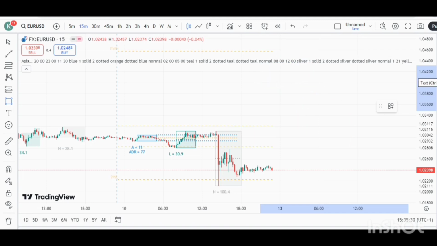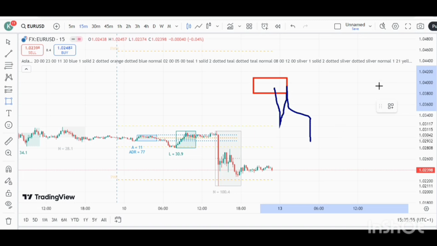So this is our Asian session, for instance. Then I'm looking for the market to do two things. The first one is the market breaks out, pulls back, and reverses. So that's the first thing that I look for.